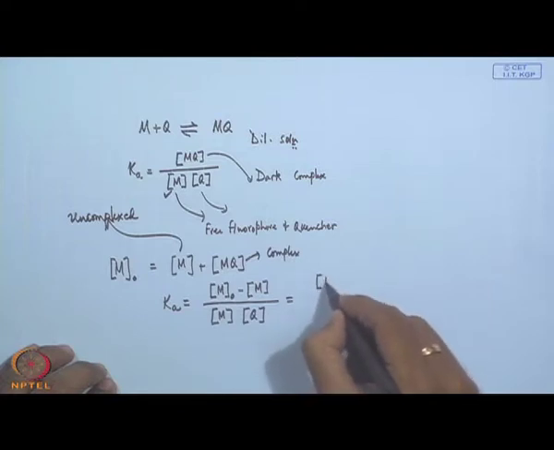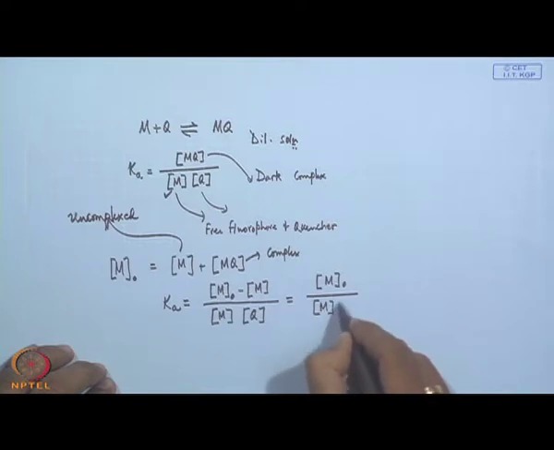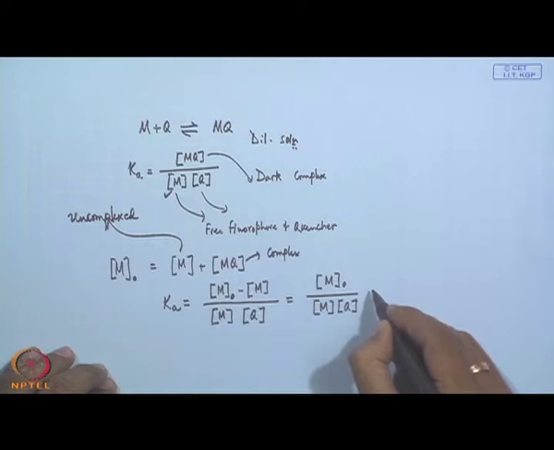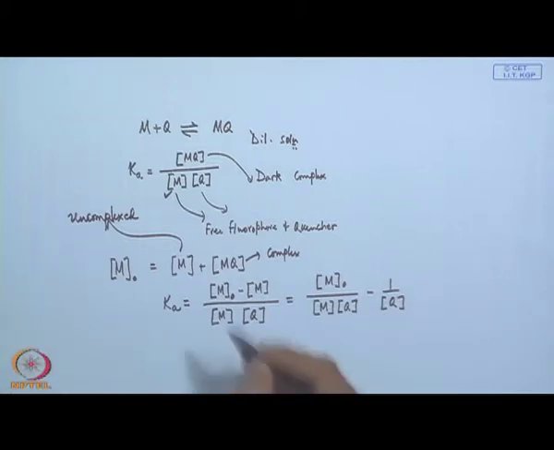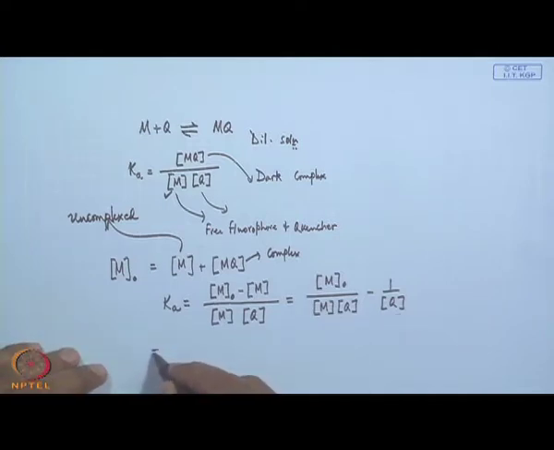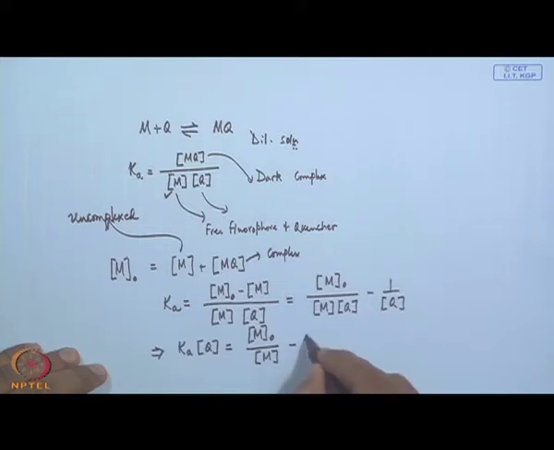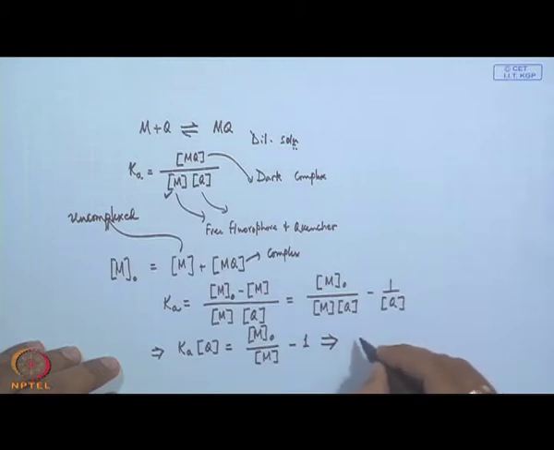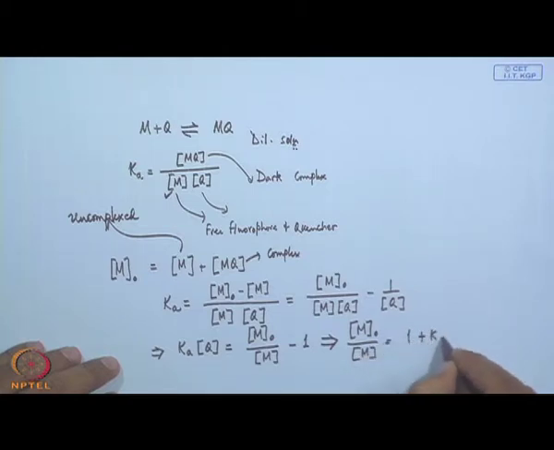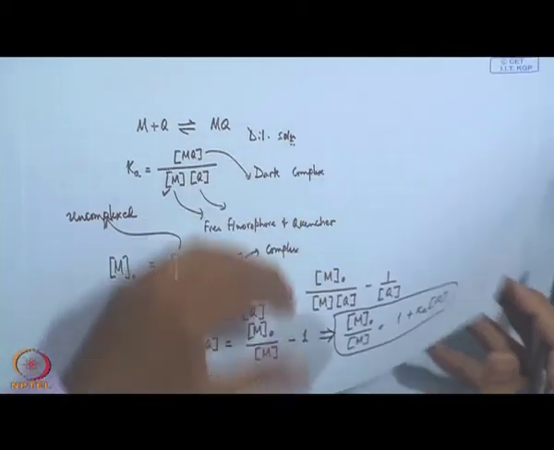So that means m naught divided by m minus 1, divided by q. Now if we multiply both sides by q, then we get Ka into q equal to m naught by m minus 1. So what we get is m naught by m equals 1 plus Ka into q. This is the expression we get out of this particular manipulation.